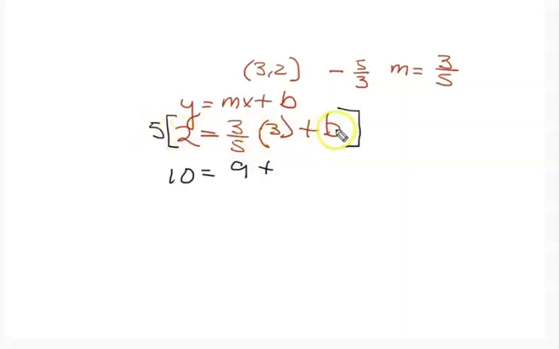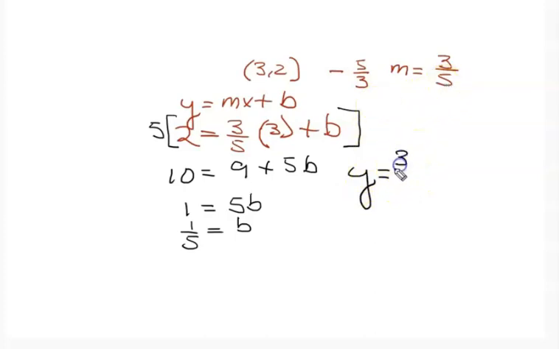And we have to do the 5 times b is 5b. Transpose this to the other side as a negative 9. This becomes 1. And we have 5b equals 1. Divide both sides by 5. We get b equals 1/5. So our new b value is going to be 1/5. So now we can write the equation of the line that's perpendicular. Our slope is 3/5 x plus 1/5.